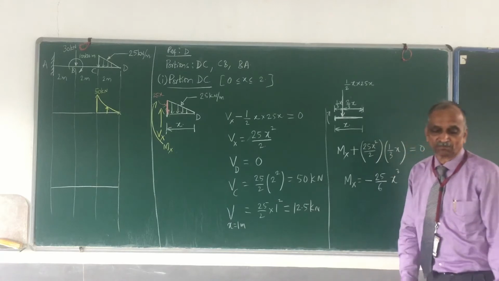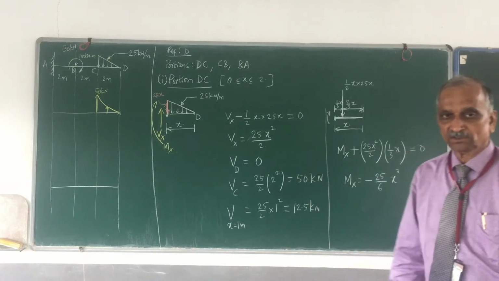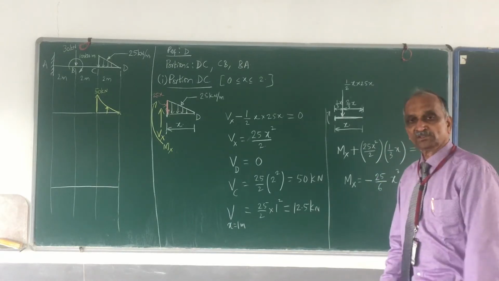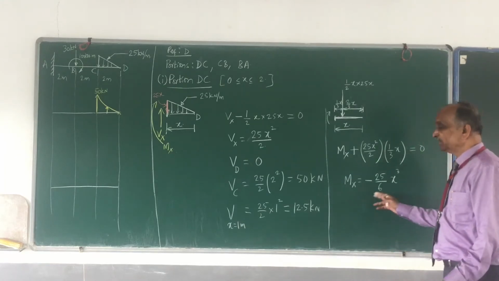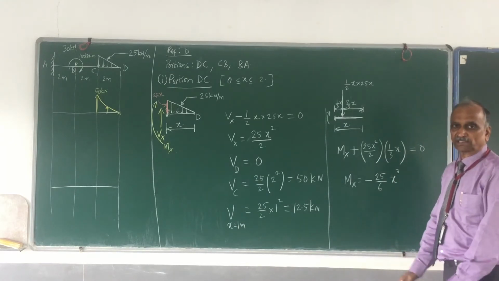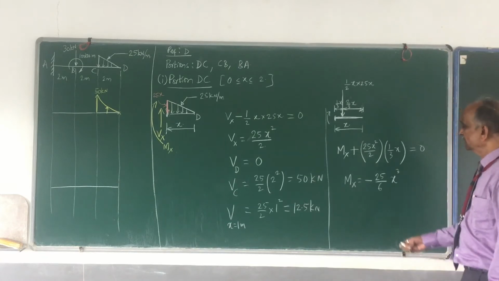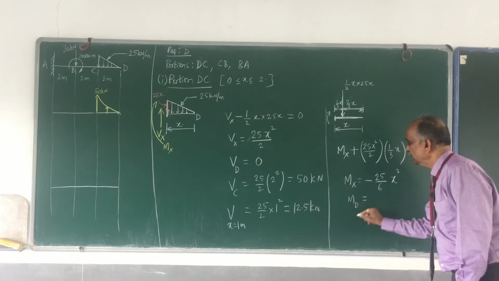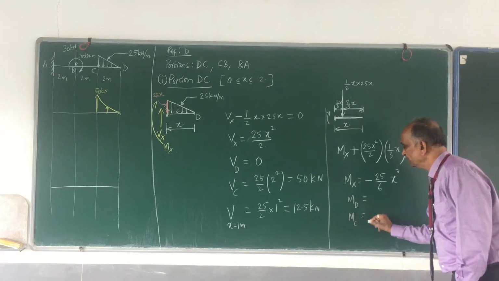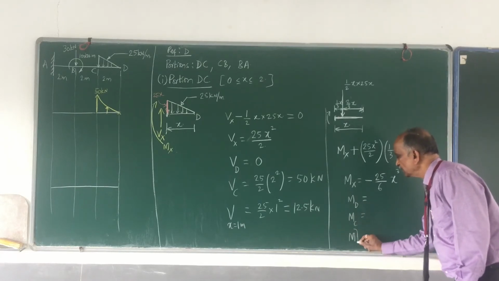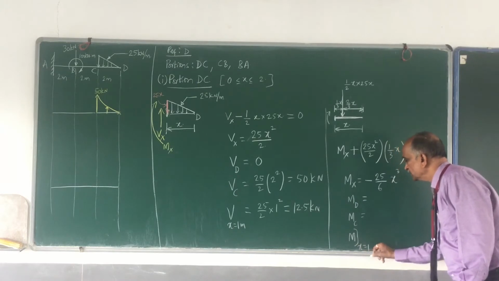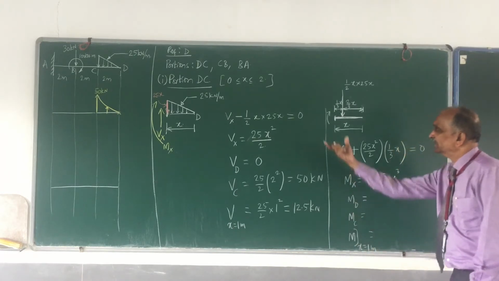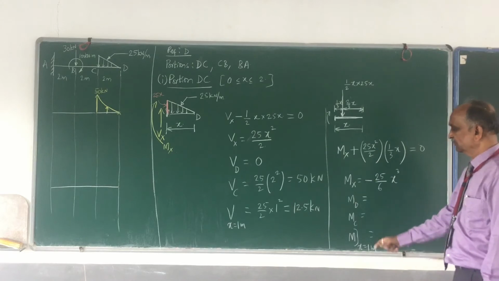What is your observation? Bending moment is not constant. Bending moment varies as a curve. It is not a straight line. So if it is a curve, then get the 3 points: bending moment at D, bending moment at C, and bending moment at some other point where x is equal to 1 meter. Because the length of the portion is 2 meters, I am taking the midpoint.